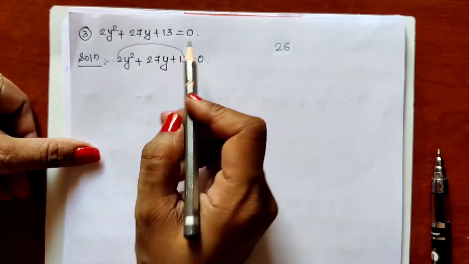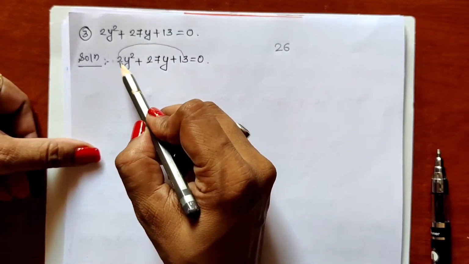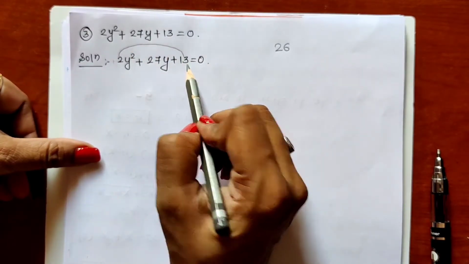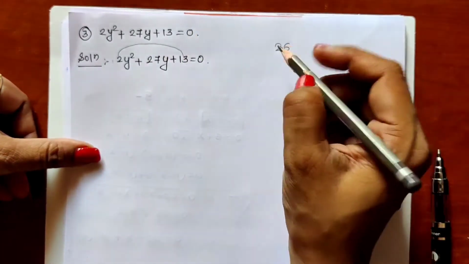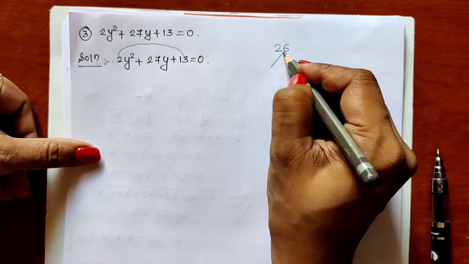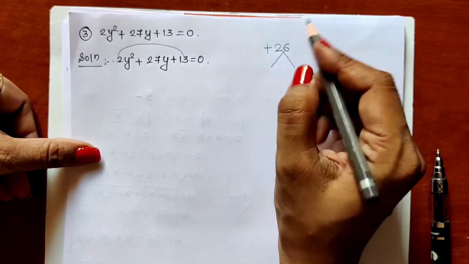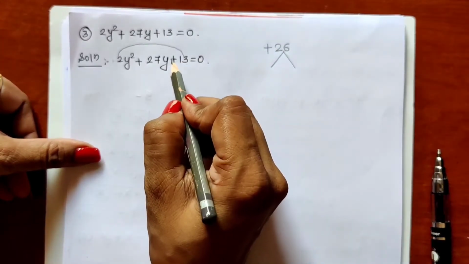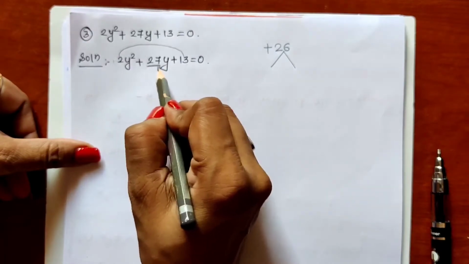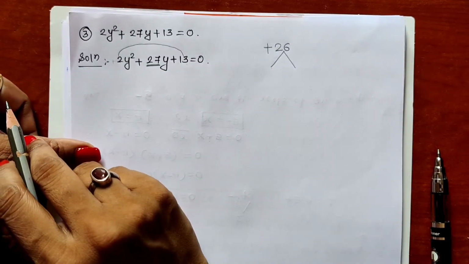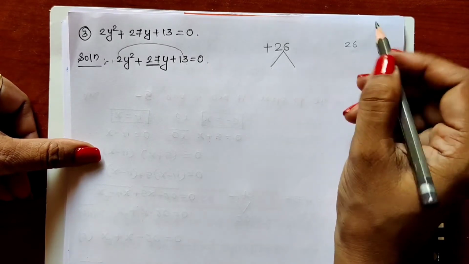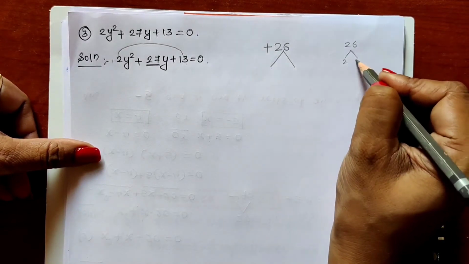So multiplication of 13 into 2, 13 2s are 26, plus 26, because both the terms are having plus sign. Therefore the multiplication of the coefficient of the first term and the constant term is plus 26, and we will find out the factors of plus 26. So 2 factors of 26 whose addition should be the coefficient of the middle term. So which are those 2 factors? We can get various factors of 26.